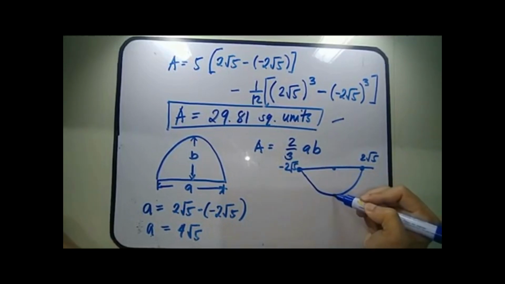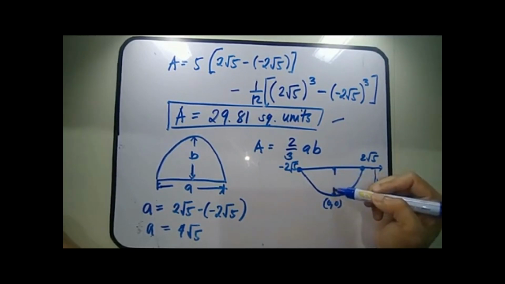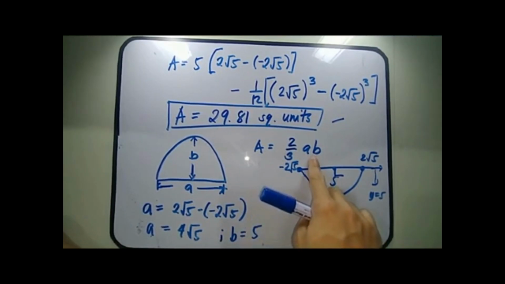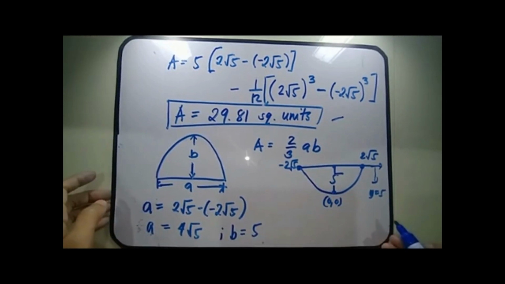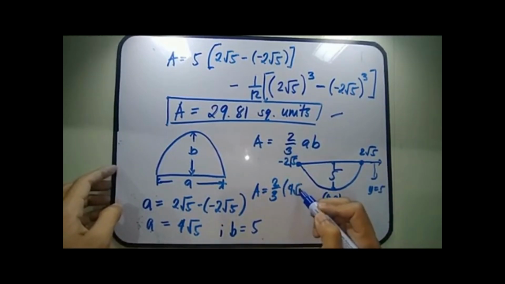The height: if this line is y equal to 5, from 0 to 5, the distance is 5. So the height B is 5 units. And you just directly input it to the formula. If you're given this type of problem, guys, you can either use the integral or the formula. The formula is advisable if you have remembered it. If you forgot the formula, back to basics, you need to use integral calculus.